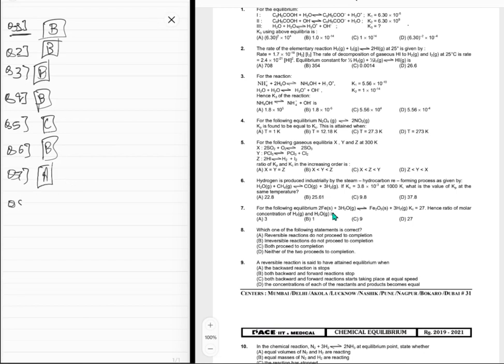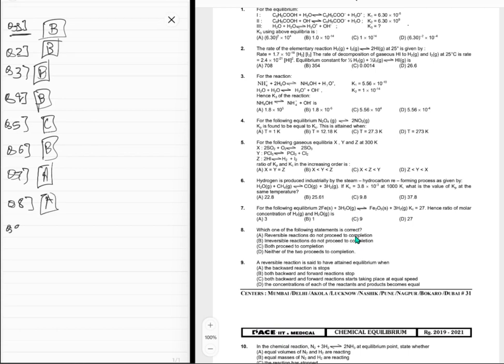Question number 8. Which one of the following statements is incorrect? Reversible reactions do not proceed to completion. Yes, they don't. Right, A is correct. Irreversible reactions do proceed to completion. Both proceed to completion? No, neither. Okay, A is correct.